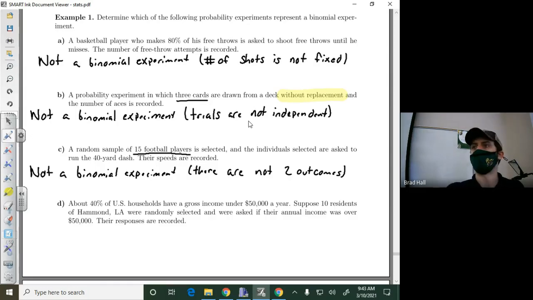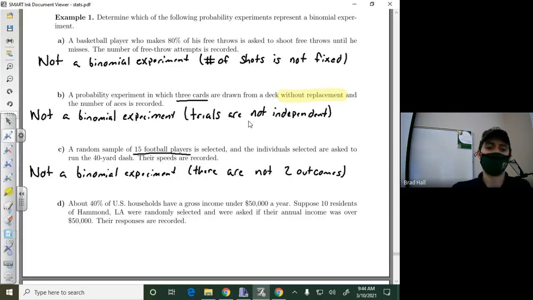Okay. So the way we could fix that is the speeds are recorded, and then you ask, did they run faster than a 470? That would turn it into a success or a failure. You could say, did they run faster than this time? Yes or no? And notice how that simple addition to the experiment would turn this into a binomial experiment.